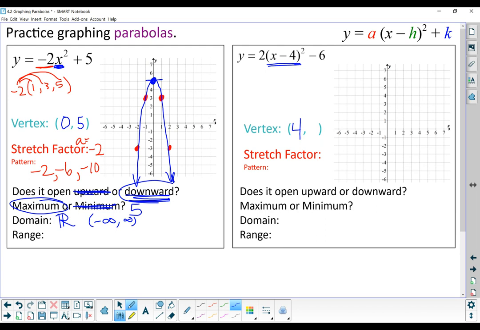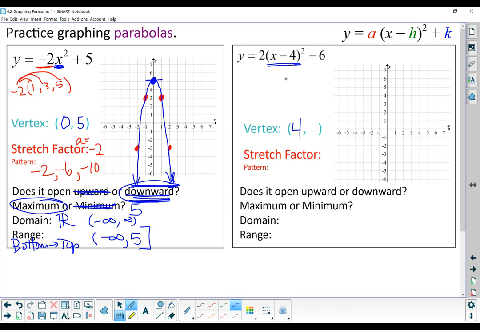The range is not all real numbers, so we want to remember to do our range from the bottom to the top. So in this case, the lowest value down here at the bottom is -infinity, and we go up to 5. So you can see the maximum showing up in that range there. Okay, let's graph this one. We already wrote down the x-coordinate is 4.